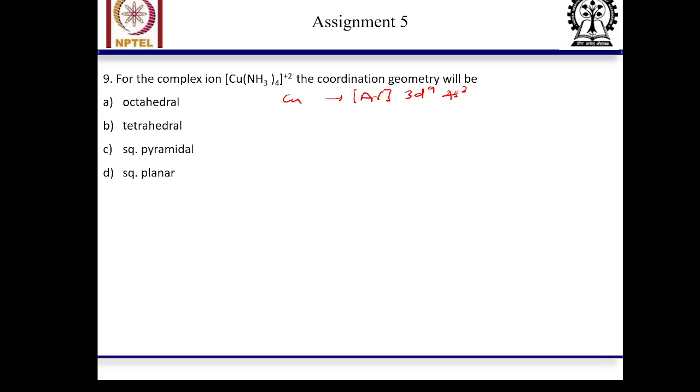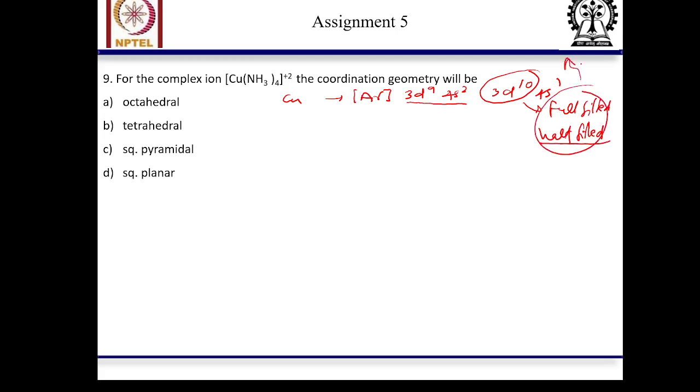Because this valence shell will not be like this, it will be like 3d10 4s1. Why? We know the fully filled and half filled orbital concept is there. That's why this is more stable in energy than the less. So for chromium it will be 3d5 4s1 like this. So the first is 3d10 and 4s1.